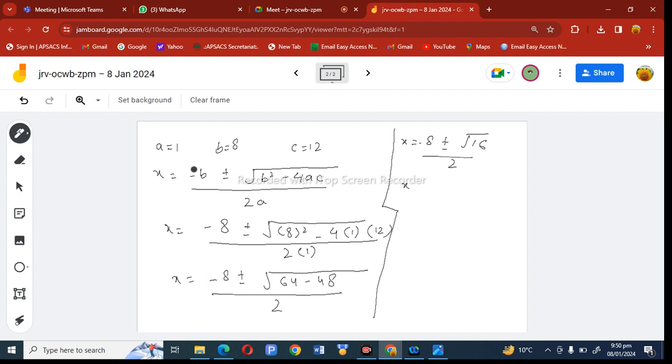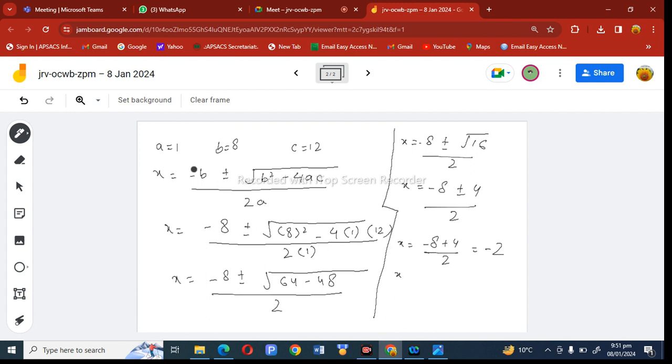So now you know that the square root of 16 is 4. So you write 4 here over 2. Now there is both a positive and a negative sign with 4. So first you will solve it with the positive sign, and then you will solve it with the negative sign. When you solve with the positive sign, you know that negative 8 plus 4 is negative 4, and negative 4 divided by 2 is negative 2.